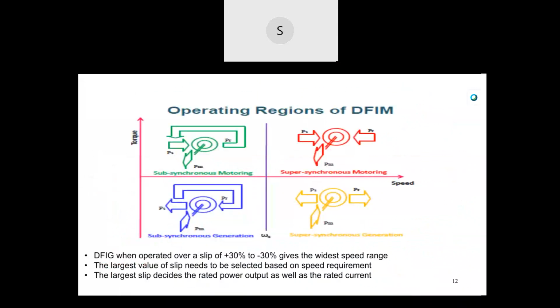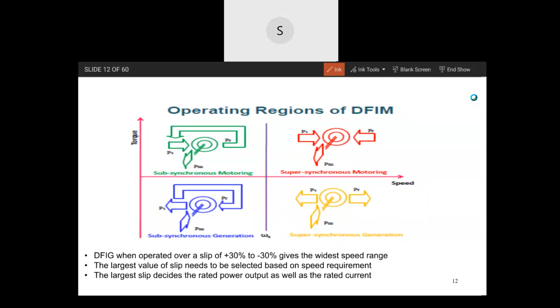We said that subsynchronous generation and supersynchronous generation both are possible. These are the four quadrant operations of the slip ring induction machine, the DFIM, wound rotor induction machine. It can have subsynchronous motoring. This is common. We all use the motor subsynchronous. It can have supersynchronous generation. Yes, that is also. All the induction generators are normally supersynchronous generators. In addition to that, supersynchronous motoring is possible and subsynchronous generation is also possible.